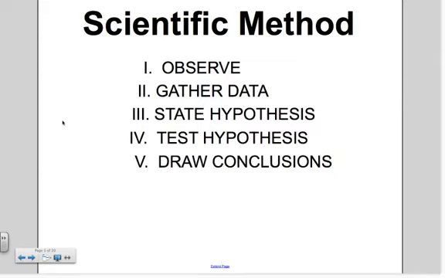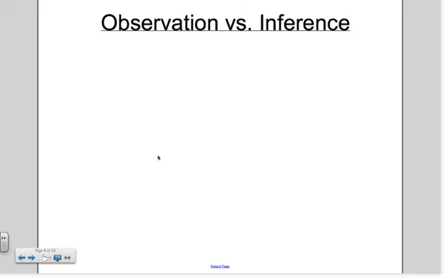Okay? And I'll tell you right now, 90% of the time your hypothesis is incorrect. So you're going to have to state that in the conclusion and refine. What that means is you're going to have to go back, since your hypothesis is not correct, go back and make a new hypothesis. And then once again test it, come up with some conclusions.